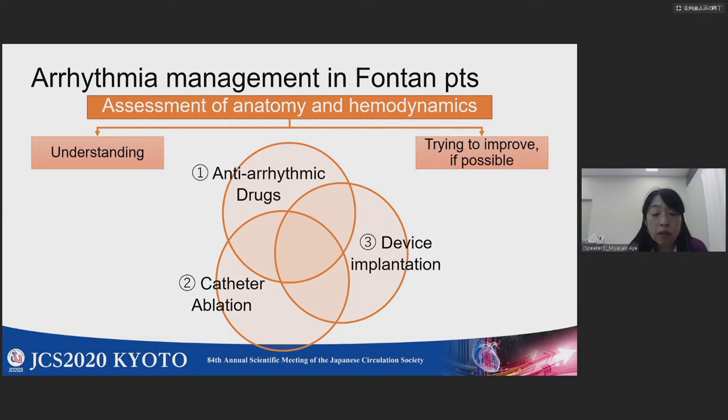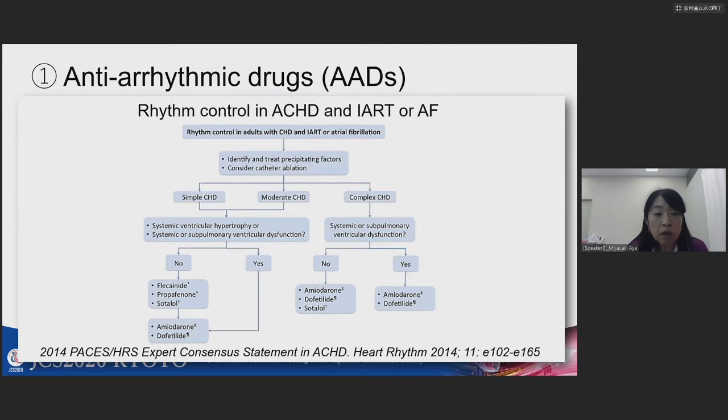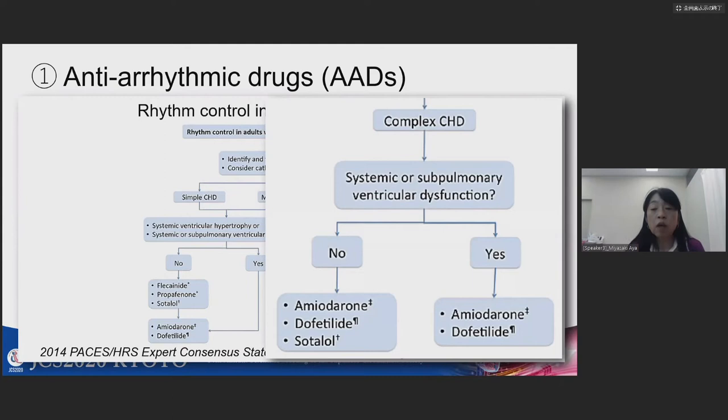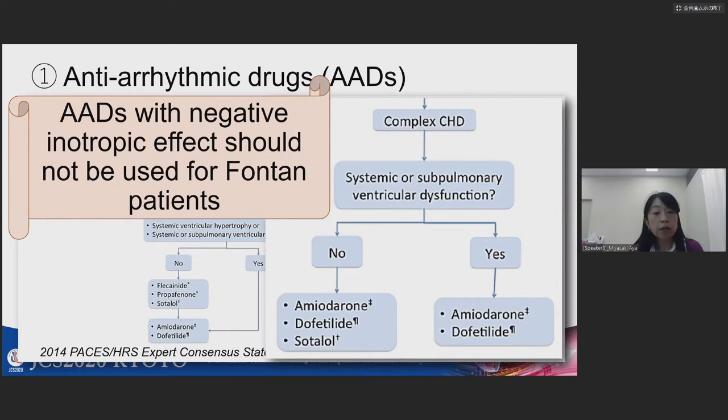About anti-arrhythmic drugs, this slide shows a recommendation of rhythm control from the expert consensus statement in ACHD published in 2014. Fontan patients are classified as complex CHD. Whether or not ventricular dysfunction exists, class 3 drugs are the first choice as AADs. AADs with negative inotropic effect should not be used for a Fontan patient.